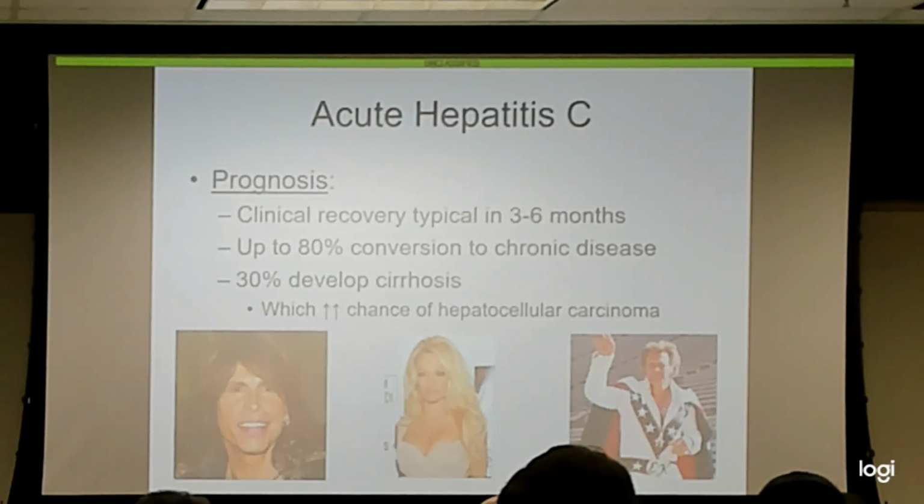Prognosis: clinical recovery is typically in 3 to 6 months. Up to 80% convert to chronic disease. 30% develop cirrhosis, which increases your chance of hepatocellular cancer, right? So increased mitotic rates, increased risk of problems with that, and then increased risk of cancer.